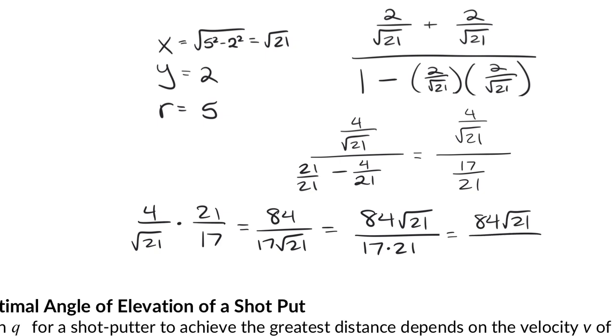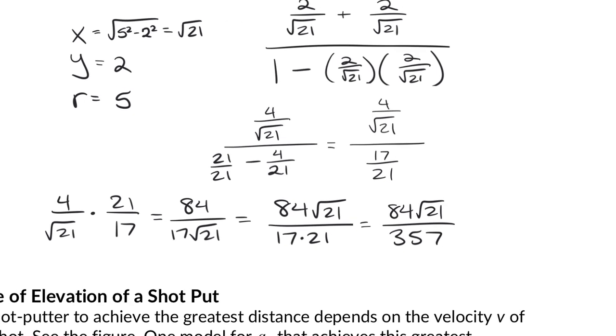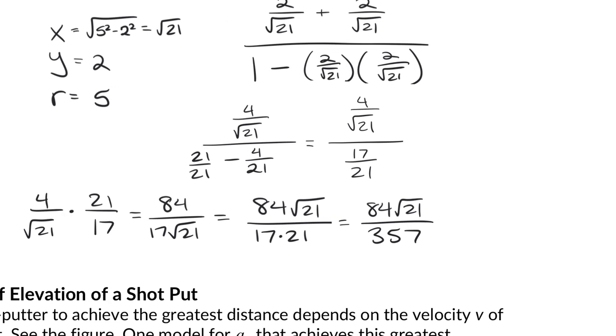So 84 square root 21 over 357. Y'all are going to hate me. What is 84 over 357 in your calculator? 4 over 17. Yeah, it's 4 over 17. That fraction reduces to 4 over 17.